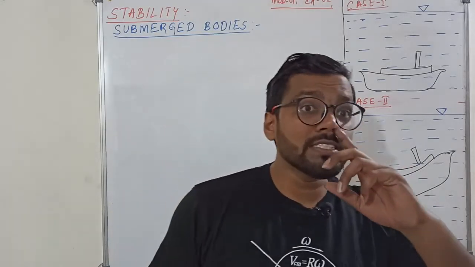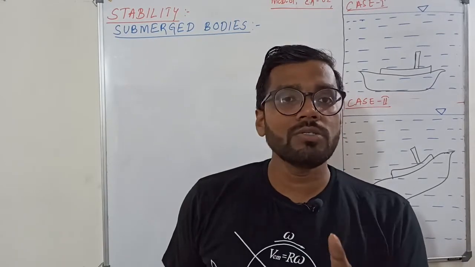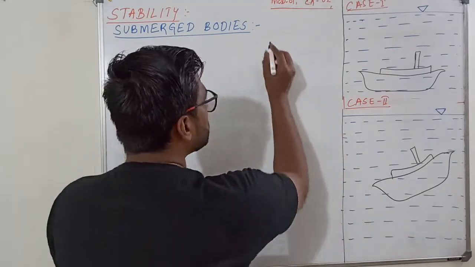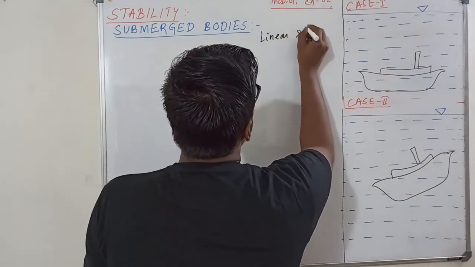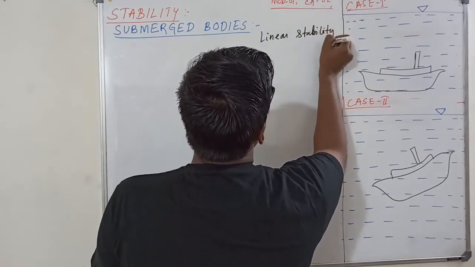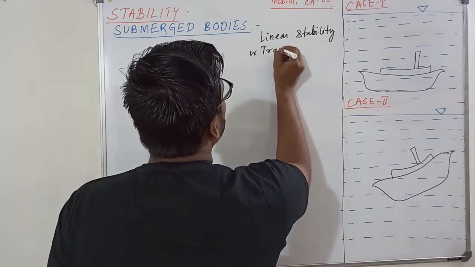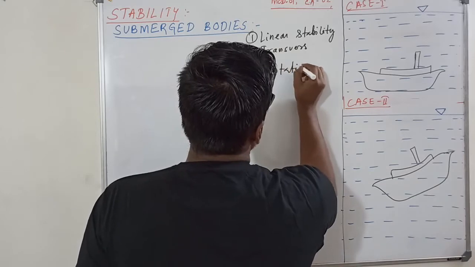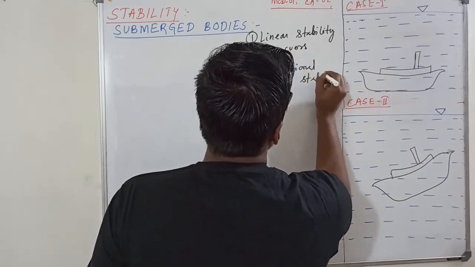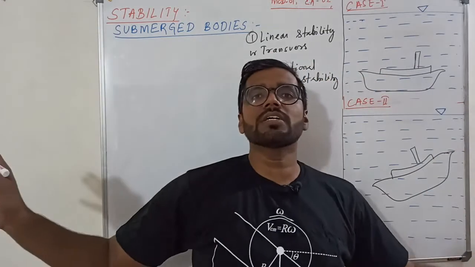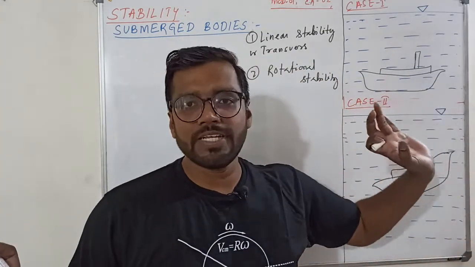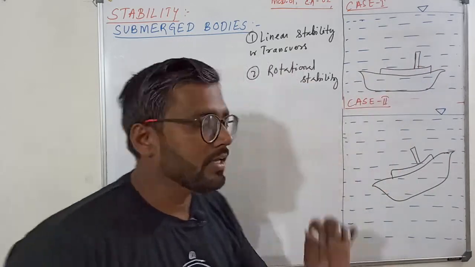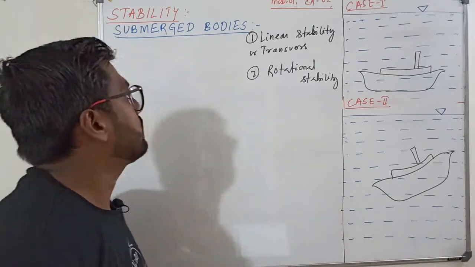So now let us discuss the stability of a submerged body. As I told you already, when we discuss stability, we discuss two cases. One is linear stability, also known as transverse stability. Second is rotational stability. When the term submerged comes to my mind, only submarines come. So we'll check in which case a submarine is stable and in which case it is unstable. This is what we will come to at the end of the submerged bodies topic.